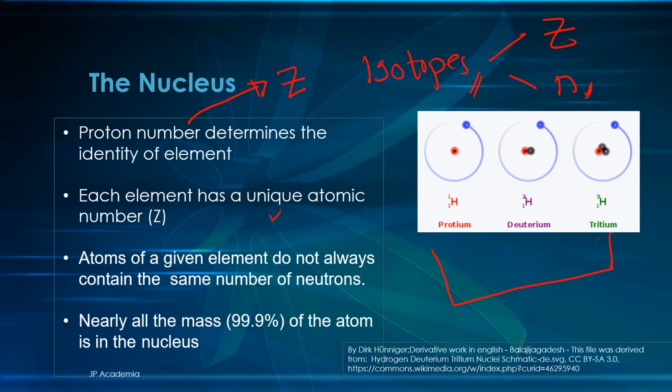Atoms of any given element do not always contain the same number of neutrons, as I have stated. And last, nearly all the mass, 99.9% of the atom, is in the nucleus.